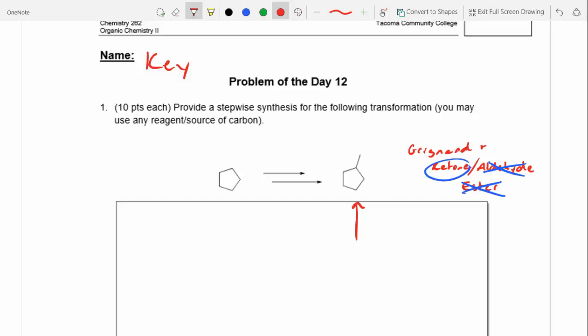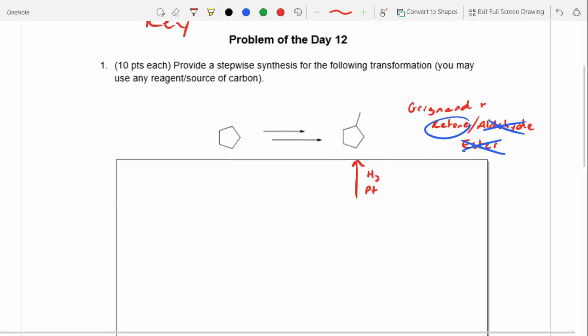What's the only way we know of making alkanes? Hydrogen gas. What catalyst do we like to use? Platinum or palladium, either one is fine. And what would our intermediate be before the alkane? An alkene or an alkyne? Do you think it's going to be an alkyne though? No, if it were an alkyne, that would be a really strained alkyne. So in this case, the most likely route would be to have some sort of alkene intermediate. Okay, so we're getting there.